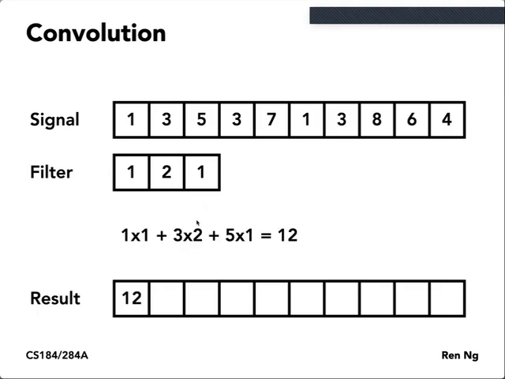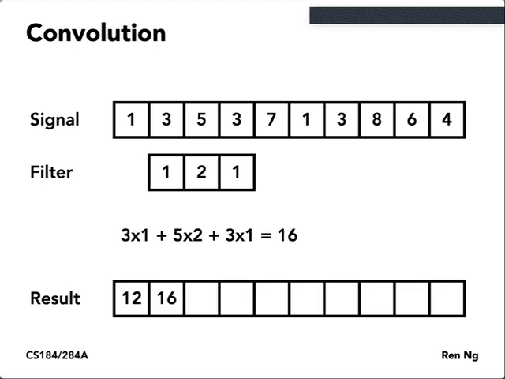Convolution means that we take a weighted sum to get an output signal, a result signal, where the value of the output here is equal to the weighted sum of the original signal with the filter aligned at the output location. So in this case, the value 12 here is equal to 1 times 1 plus 2 times 3 plus 1 times 5. That's 12. And the next value here is 16.